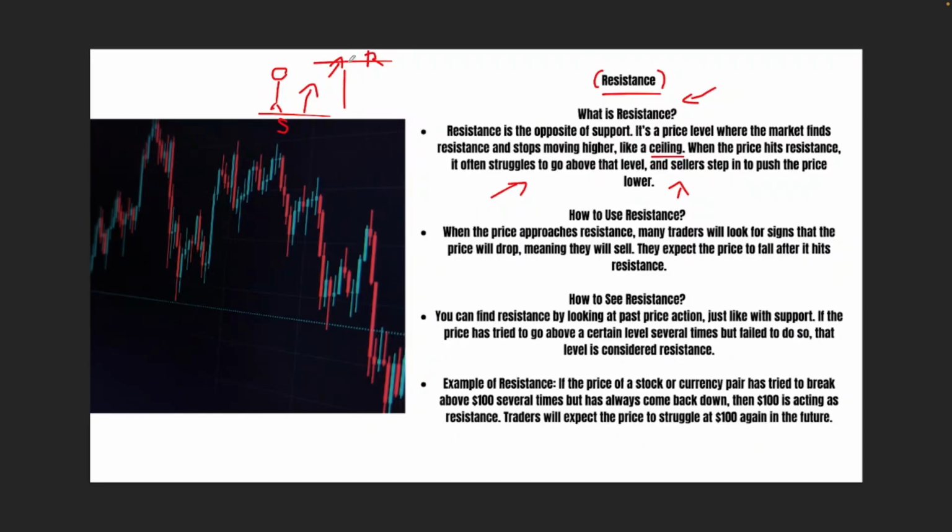Now, how to use resistance. Whenever price approaches an area of resistance, this is where many traders are looking for signs that the price will drop back to the downside, meaning that obviously they're looking for a sales opportunity and they can expect price action to fall all the way back to the downside. You can find resistance by looking at the past price action, just like with support. If the price has tried to go above a certain level several times but failed to do so, that is considered a strong area of resistance.